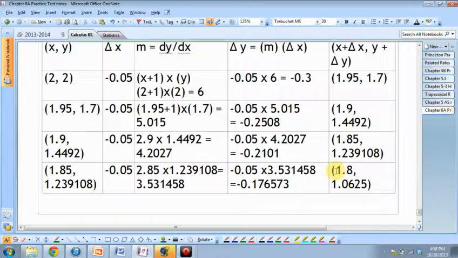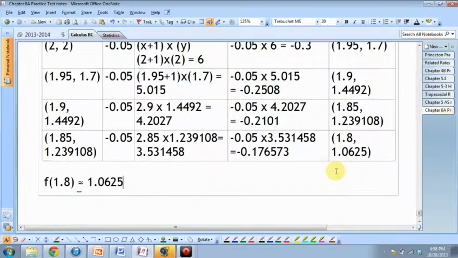How'd we do? Yeah? So finally, f of 1.8 is approximately equal to 1.0625. My God.